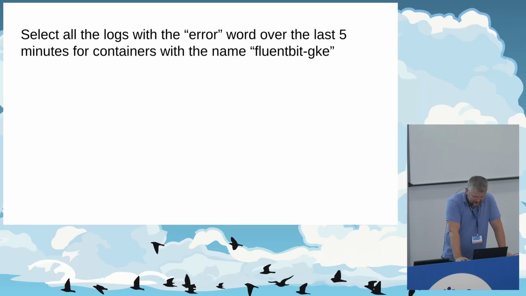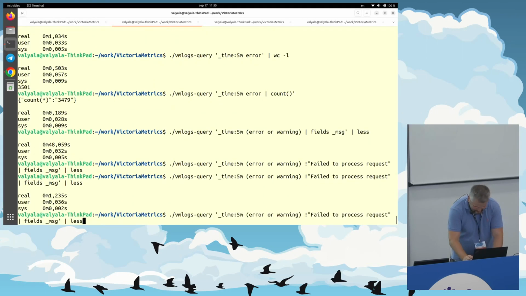So this is a more complicated query. As you know, Kubernetes contains containers which generate logs, and every container generates its own log stream. And VictoriaLogs knows about these log streams, and you can query particular log streams with particular names and so on. So let's query log streams for containers with the name FluentBit GKE. Let's try it.